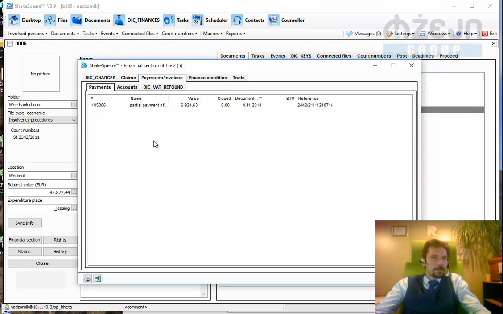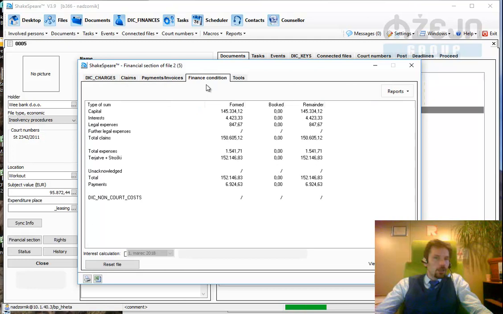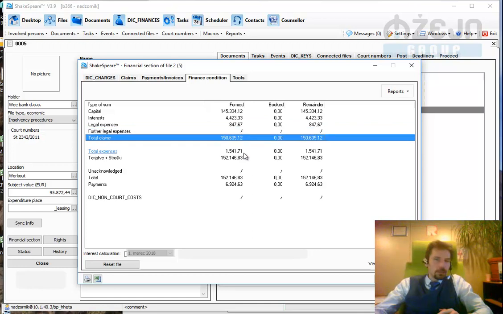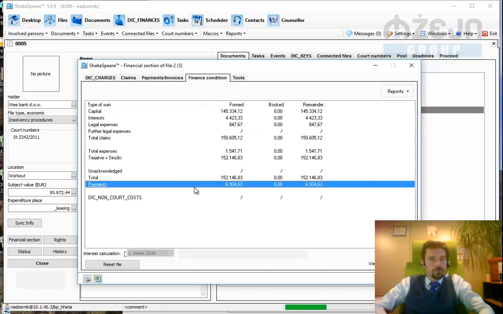The fourth pillar is the financial condition of this individual case. Here we can see all the claims together, and all the interests together from claims and from confirmed or partially confirmed court costs. We see legal expenses and total claims. We see what kind of payments were already made, so payments of 6,900 euros, and we see the total financial outcome of this individual court case.